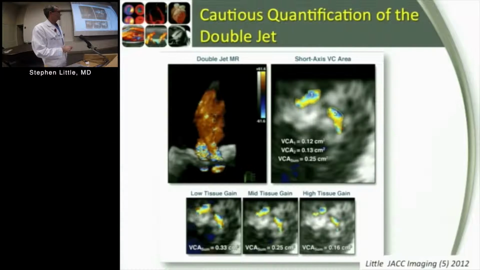But the technical challenge is that they're very prone to any adjustments of the gain. This shows that if you decrease the tissue gain on the left, the summation of the vena contracta increases considerably compared to this one. This is the same, and then this is high gain, it gets smaller. So one of the challenges is sorting out your settings so that you don't mess with the gain too much.